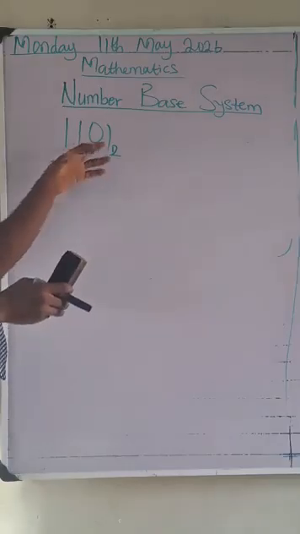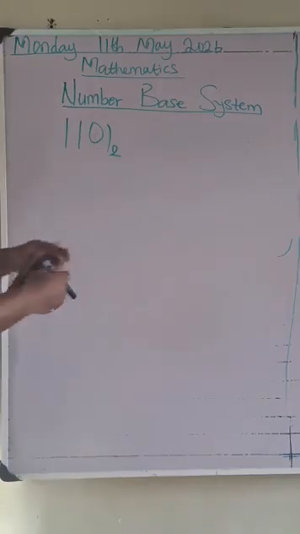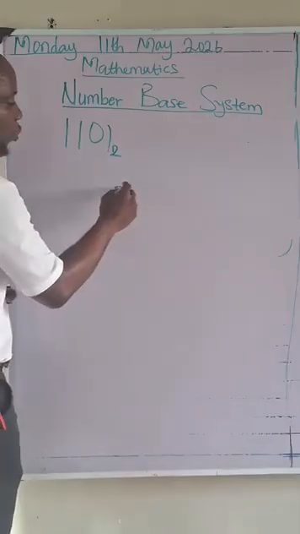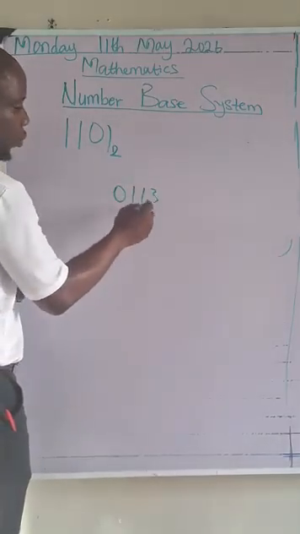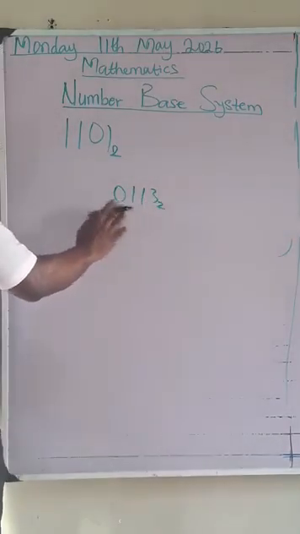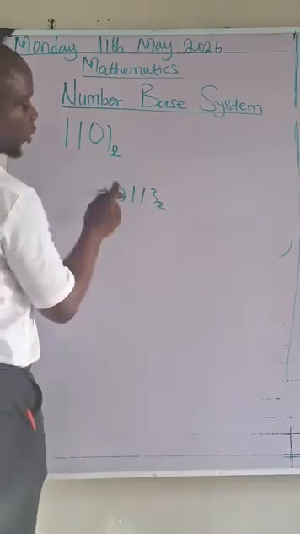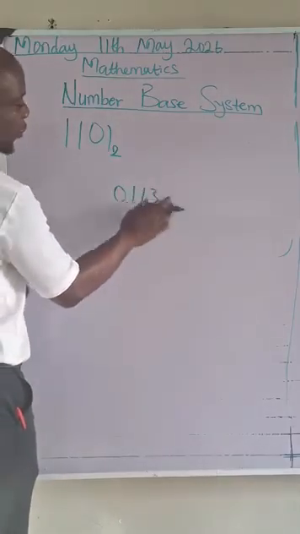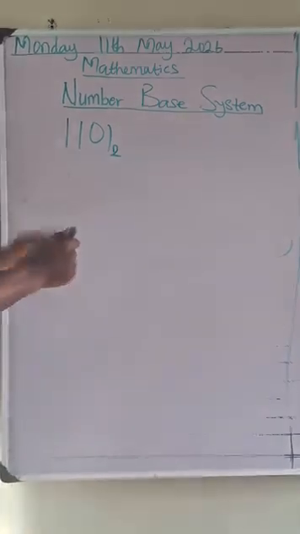There's nothing like 2, 3, 4 in binary. So it means that in binary you cannot see something like 0, 1, 1, 3. No, this is not binary. This is not a number in binary, because binary contains 0 and 1, not 3. Okay, so how do you convert this number?